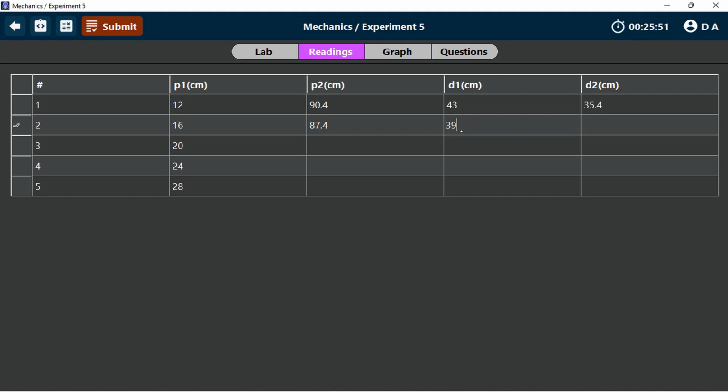Then what about D2? D2 is going to be 57.4 minus 55, and that will give you 32.4.